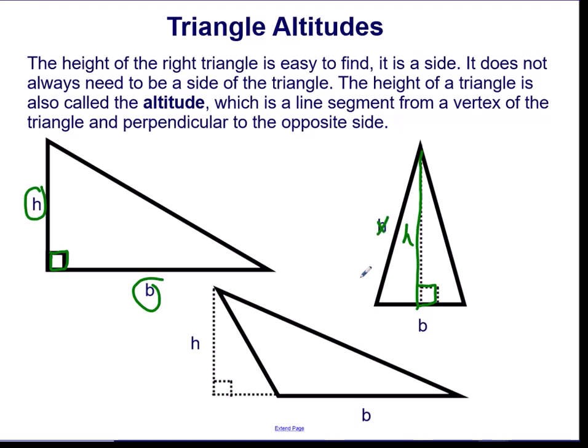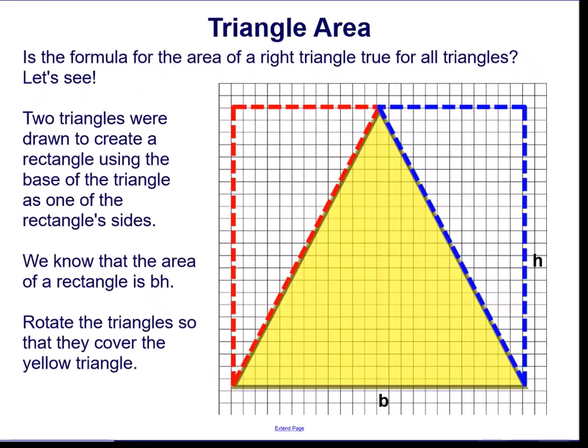In the obtuse triangle, I can draw the altitude and drop it from that highest point down so that I make a line that is perpendicular to the base. So then this side becomes the height and this side remains the base. Is the formula for the area of a right triangle true for all triangles?